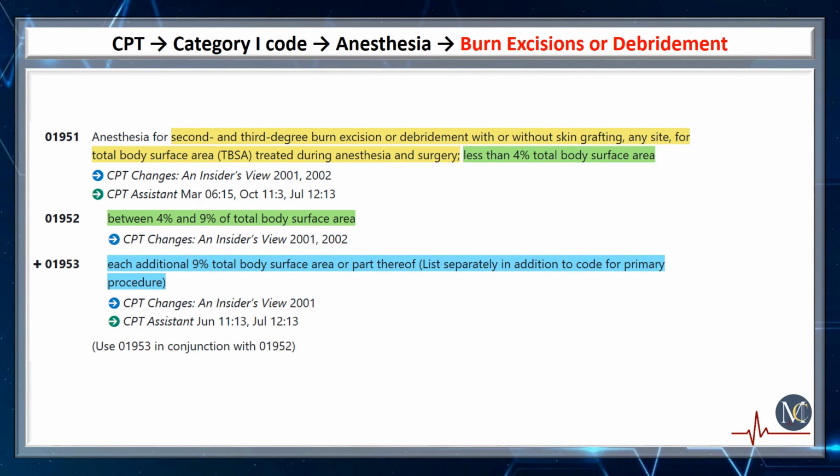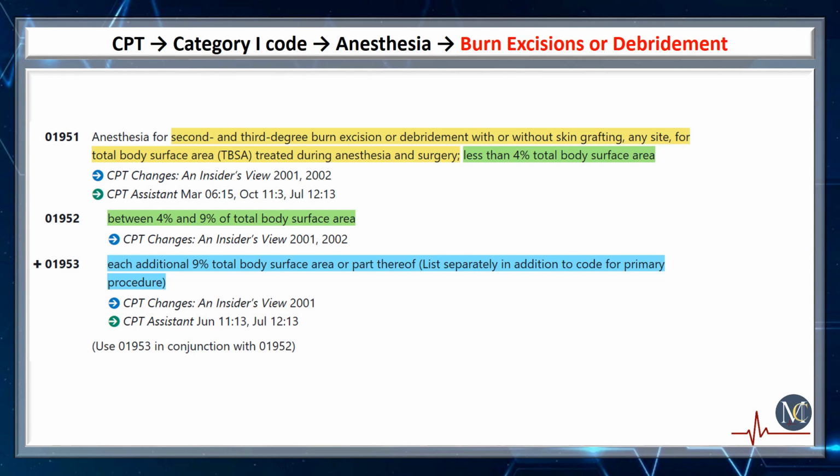Excision means removal. Debridement means medical removal of dead, damaged, or infected tissue to improve the healing potential of the remaining healthy tissue. First code is 01951. Anesthesia for second and third degree burn, excision, or debridement with or without skin grafting, any site, for total body surface area treated during anesthesia and surgery less than 4% total body surface area.